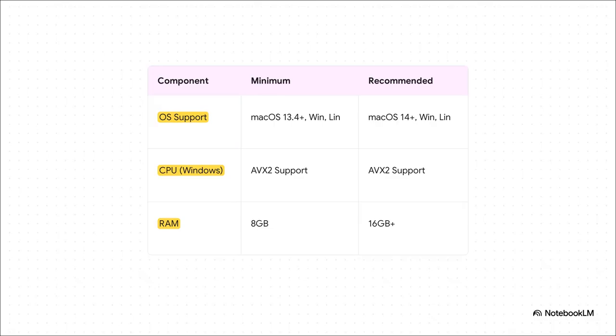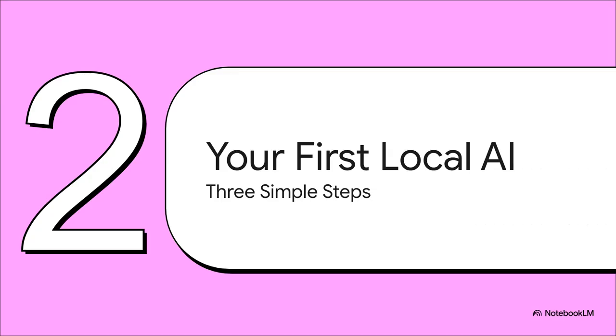Okay, I can already hear the question, but can my computer actually handle this? And the answer is probably yeah. It runs on Mac, Windows, and Linux, so it's pretty versatile. Now, the sweet spot, the recommended amount of RAM, is 16 gigs or more. But hey, if you've only got 8 gigs, you're not out of the game. You can still run it. You'll just need to use some of the smaller, more efficient models. It's totally doable. So, are you ready to get your very first local AI up and running?